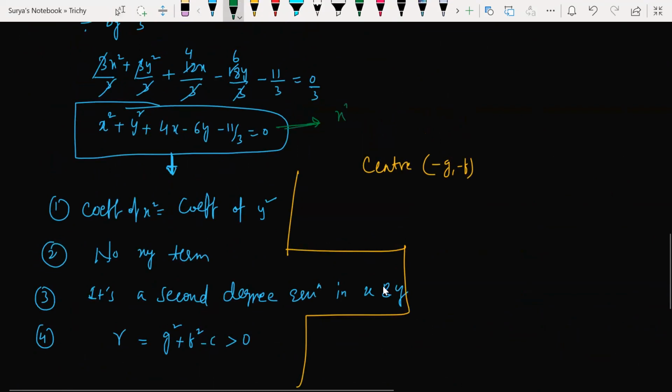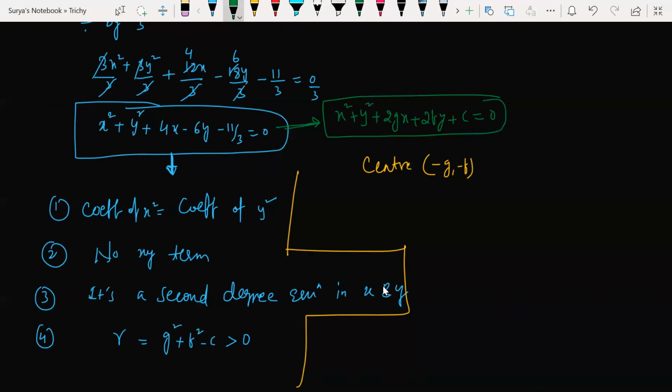Now look at this. I am just comparing this equation with the general equation of a circle, x square plus y square plus 2gx plus 2fy plus c is equal to 0. Now tell me, what are g and f here?